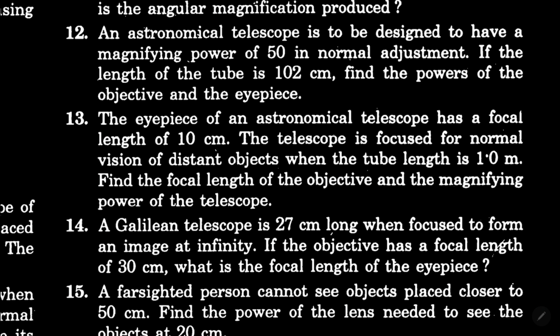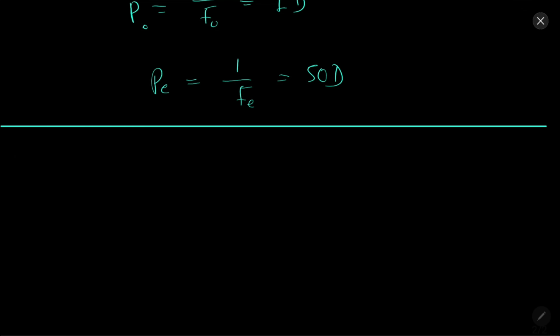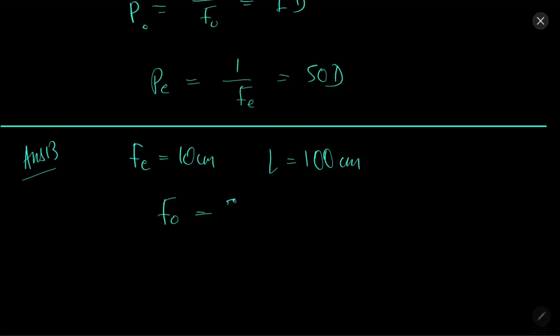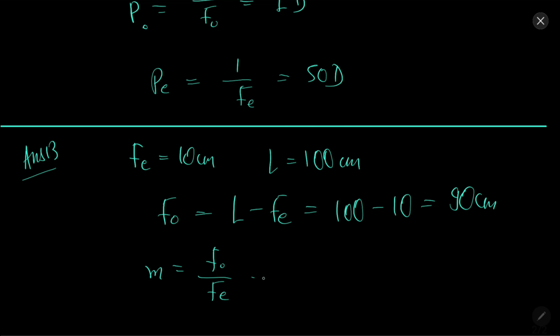In question 13, the eyepiece of an astronomical telescope has some focal length. Find the focal length of the objective and the magnifying power of the telescope. Solution 13. FE is 10 centimeter, length 100 centimeter or 1 meter. FO will be L minus FE, 90 centimeter. So magnifying power will be 90 by 10, 9.